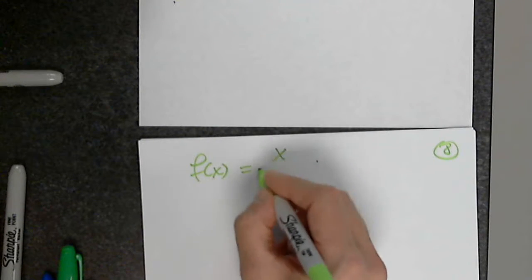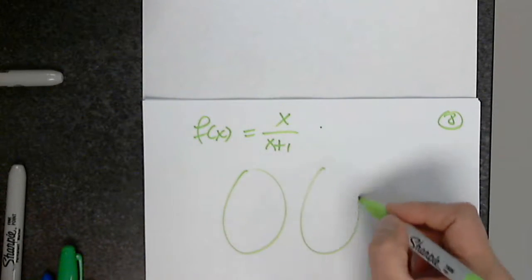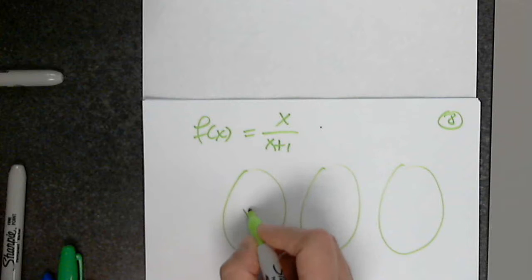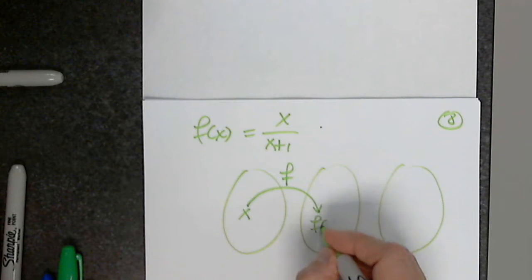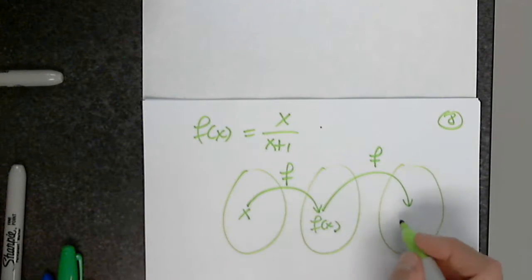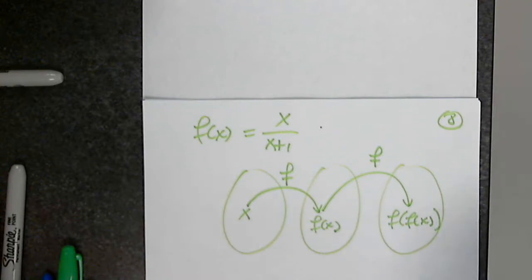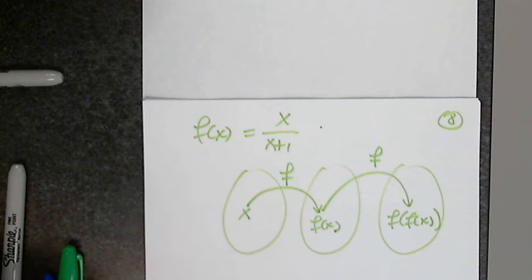So if we want to determine the domain of f comp f, f of x is x over x plus 1. F comp f is this. I apply function f to x, and I get f of x. And then I apply again function f to this number, and I get f of f of x. Do you agree so far? Is that correct? Okay, perfect.